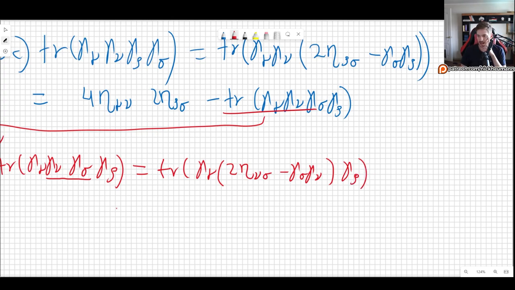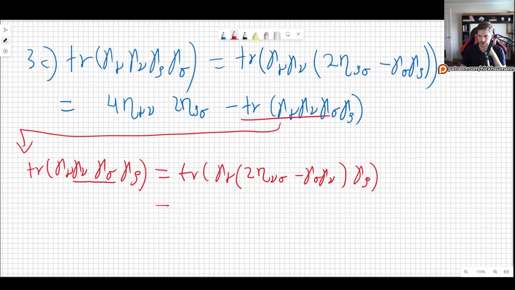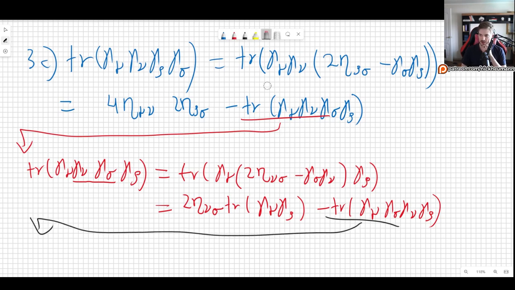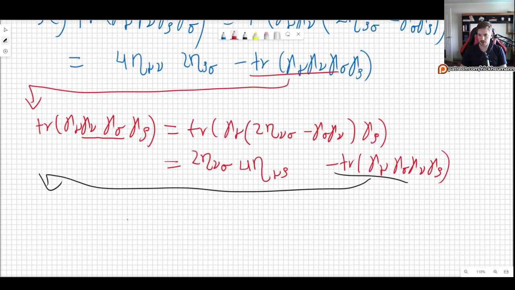All right, so now we just multiply through just like before. So this thing is equal to 2 eta nu rho trace of gamma mu gamma rho, and then minus the trace of gamma mu gamma sigma gamma nu gamma rho. Okay, so now, again, we take this. By the way, we can still write down the fact that this is 4 times eta mu rho, using the result from the previous problem, just like we did right there.